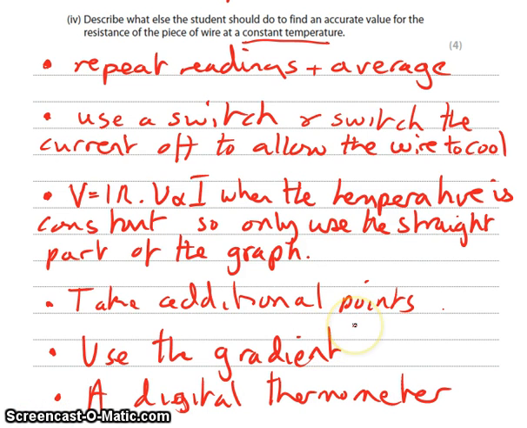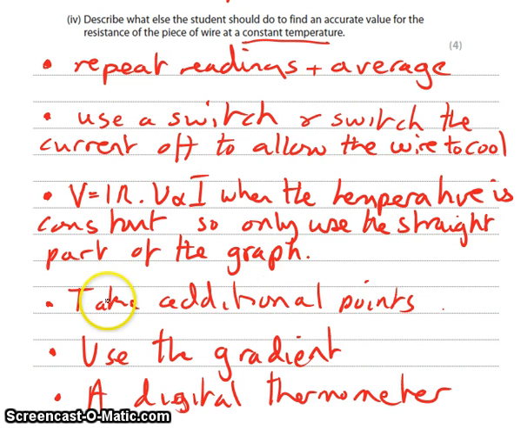So there's 4 marks here. So there was 1 mark for repeat readings and average. There was a 2nd mark for using a switch to ensure that the wire cooled down between your readings. And this point here is a 2-mark point. So the first mark is for V equals IR, the fact that voltage is proportional to current. And the 2nd mark is when the temperature is constant, you have a straight line. So when you're finding your resistance, you use that straight part of the graph.